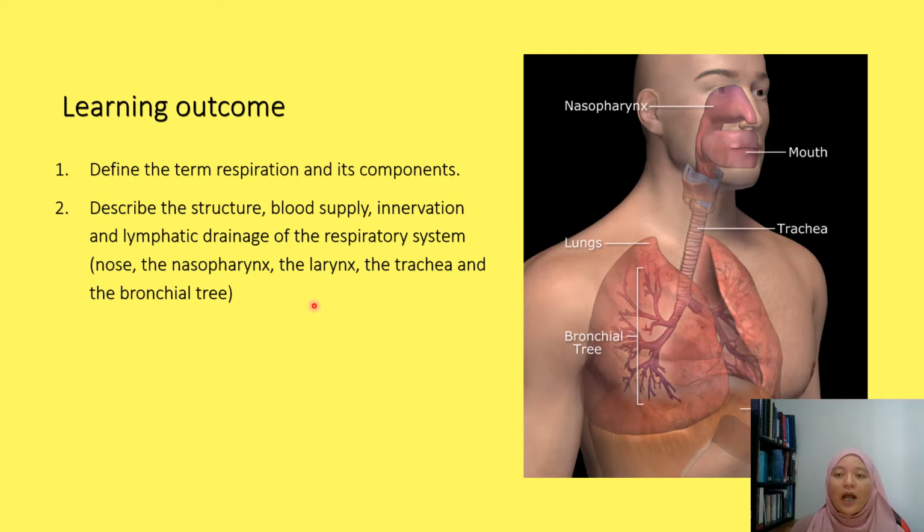So this is the learning outcome for this lecture. The student is expected to be able to define the term respiration and its component, and also to be able to describe the structure, the blood supply, the innervation, and the lymphatic drainage of the respiratory organs. Basically, the nose, the pharynx, the larynx, the trachea, and the bronchial tree.